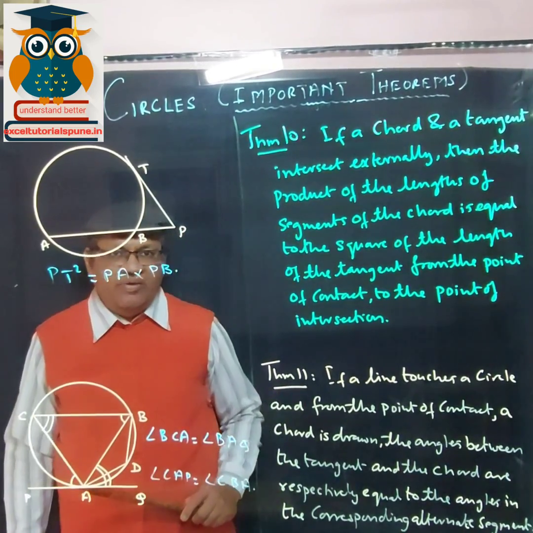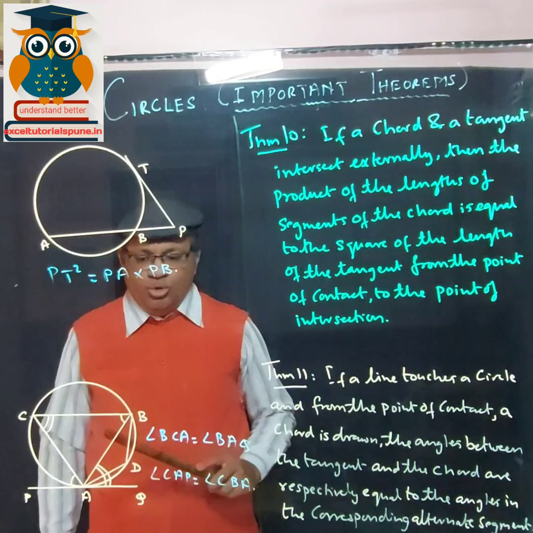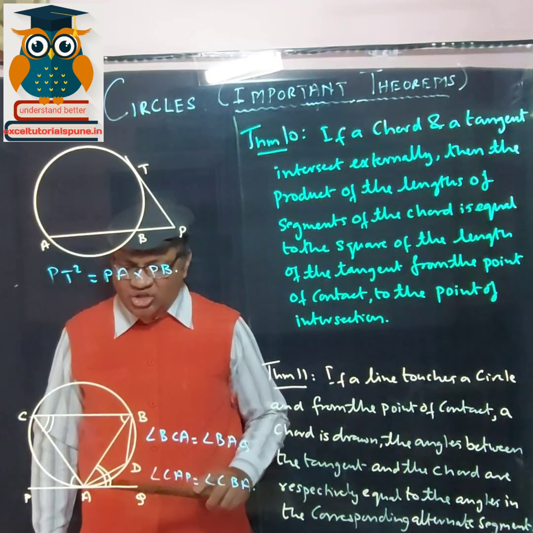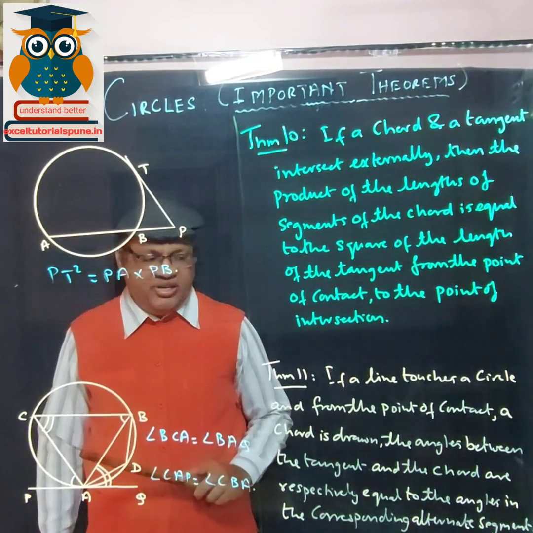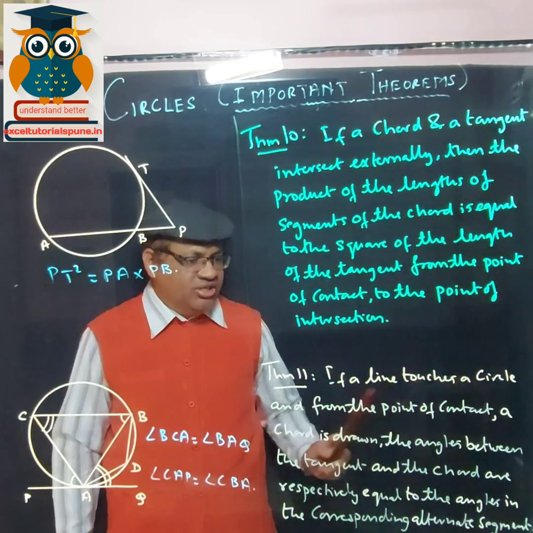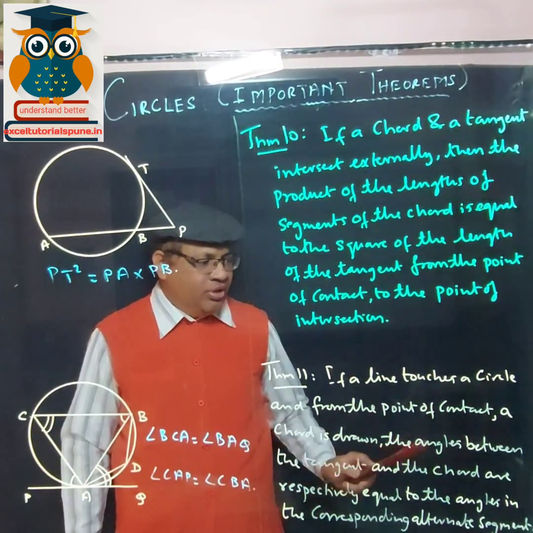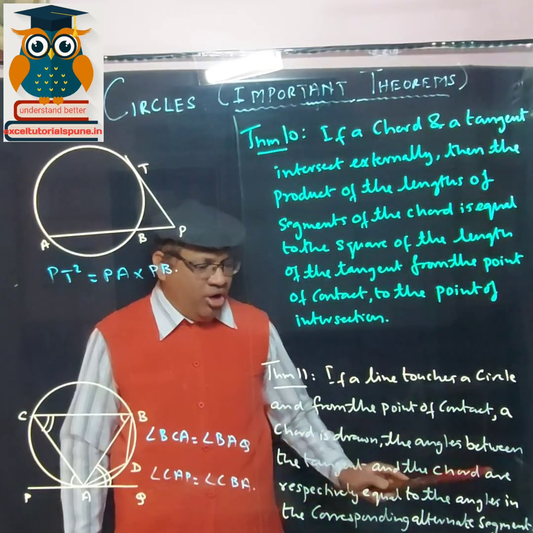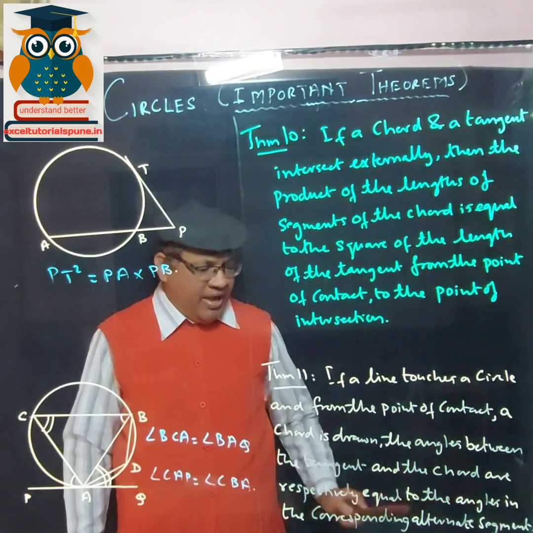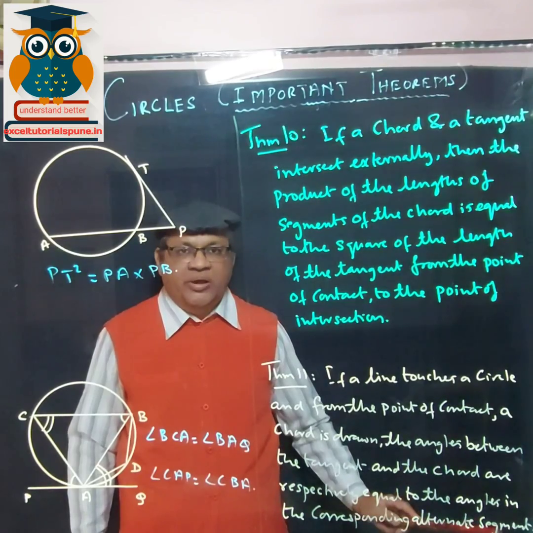Or the theorem as they have given it. In short, you can write: the angle between the tangent and a chord is equal to the angle in the alternate segment. If a line touches a circle and from the point of contact a chord is drawn, the angles between the tangent and the chord are respectively equal to the angles in the corresponding alternate segments.